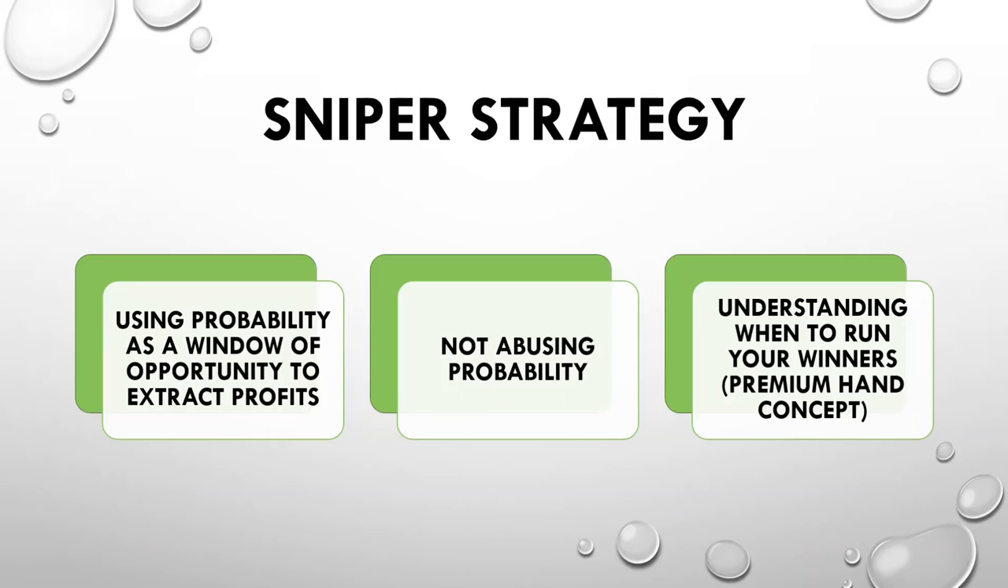And I remember thinking to myself, I can't consistently trade this way on a day-by-day basis. If I was living on my own, then maybe. But I need a much more precise way to trade. And this is where the whole sniper strategy comes in. So it's not really about abusing probability.